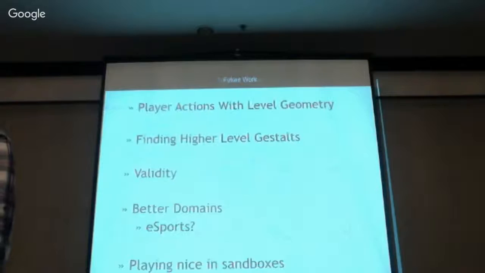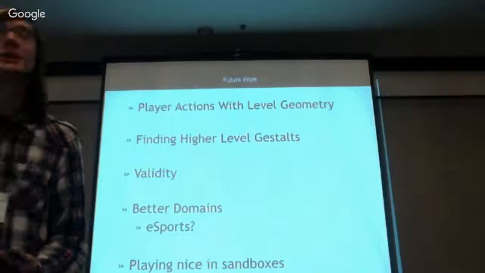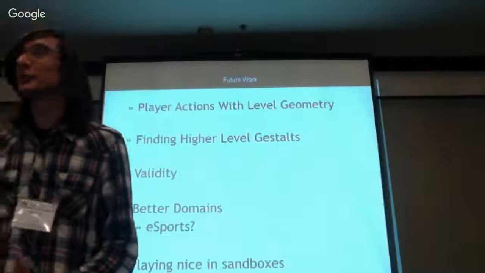So where to go from here? Clearly we need to combine player actions with level geometry. Just going with level geometry means that we don't understand what a player is currently doing or perceiving. Just going with player actions means that we can't derive any sort of reasoning for why a player is doing stuff. And that's really important. Mario who's just jumping in place to jump in place is a different Mario than Mario who's jumping to dodge enemies. Those are different gestalts and different ideas.